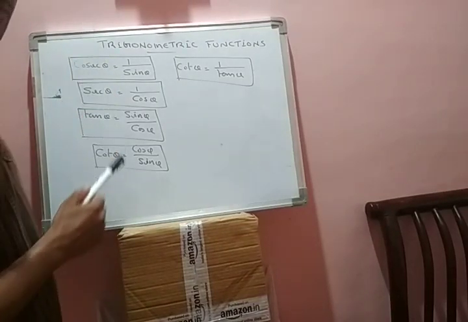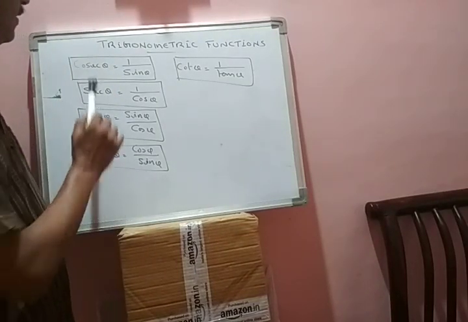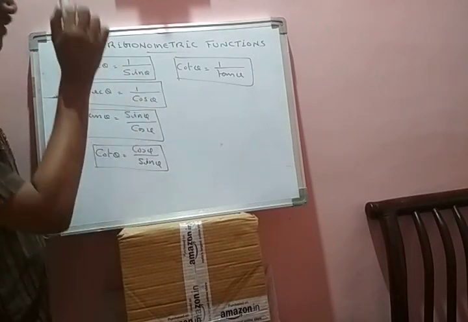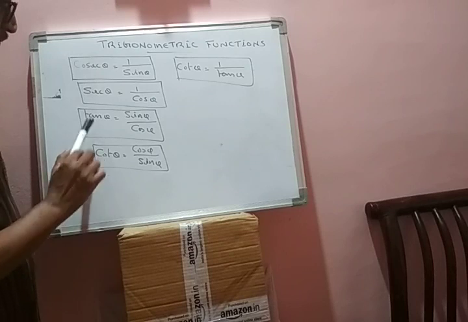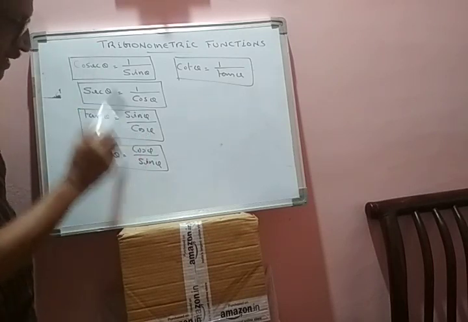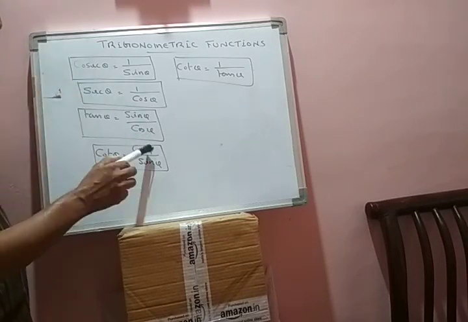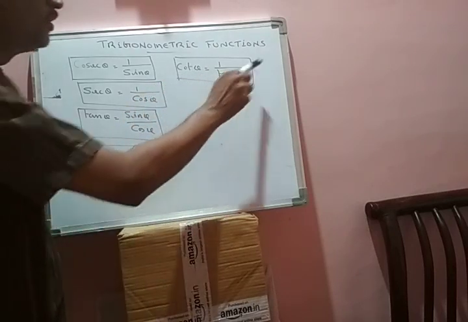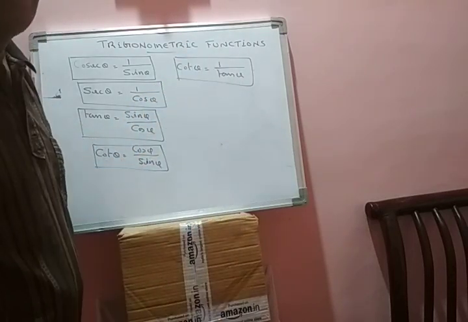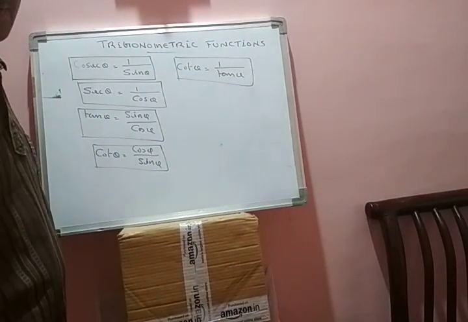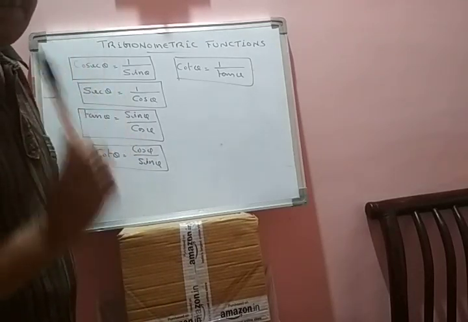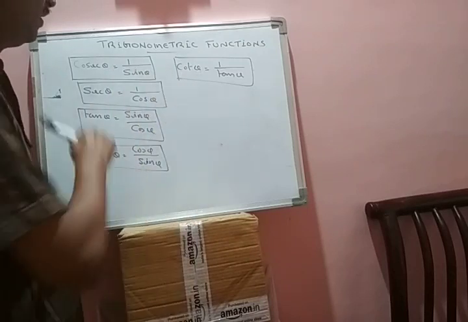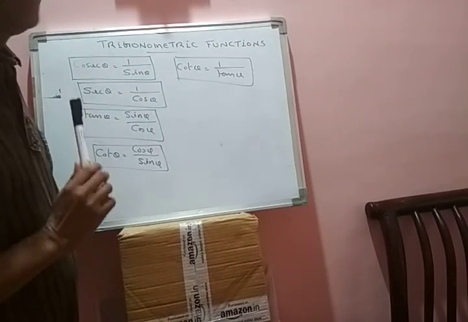We already put all these results. That is, cosec theta is the reciprocal of sin theta, sec theta is the reciprocal of cos theta, tan theta is equal to sin theta by cos theta, cot theta is equal to cos theta by sin theta, and cot theta is the reciprocal of tan theta. All these results are important. For solving problems, these results are very, very important. Therefore, learn by heart all these results.